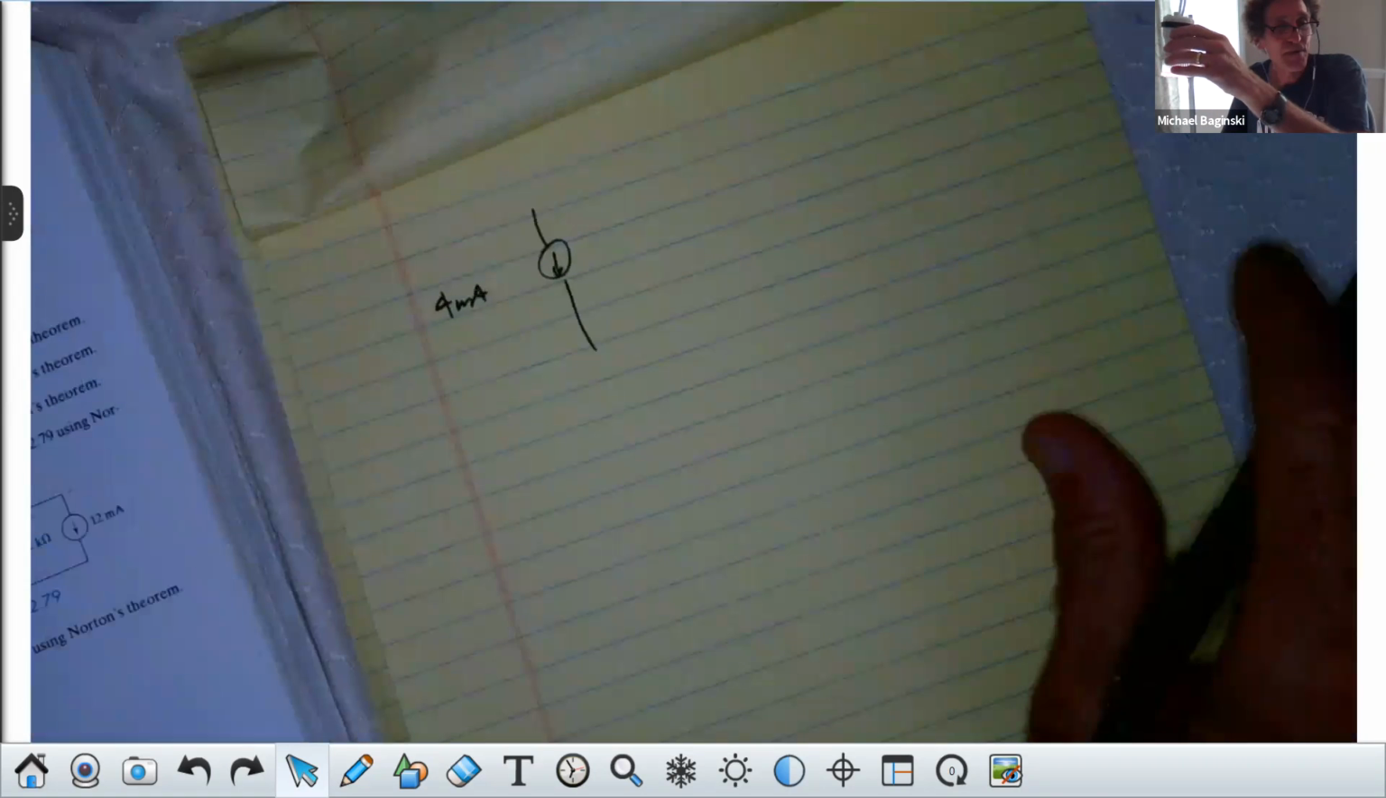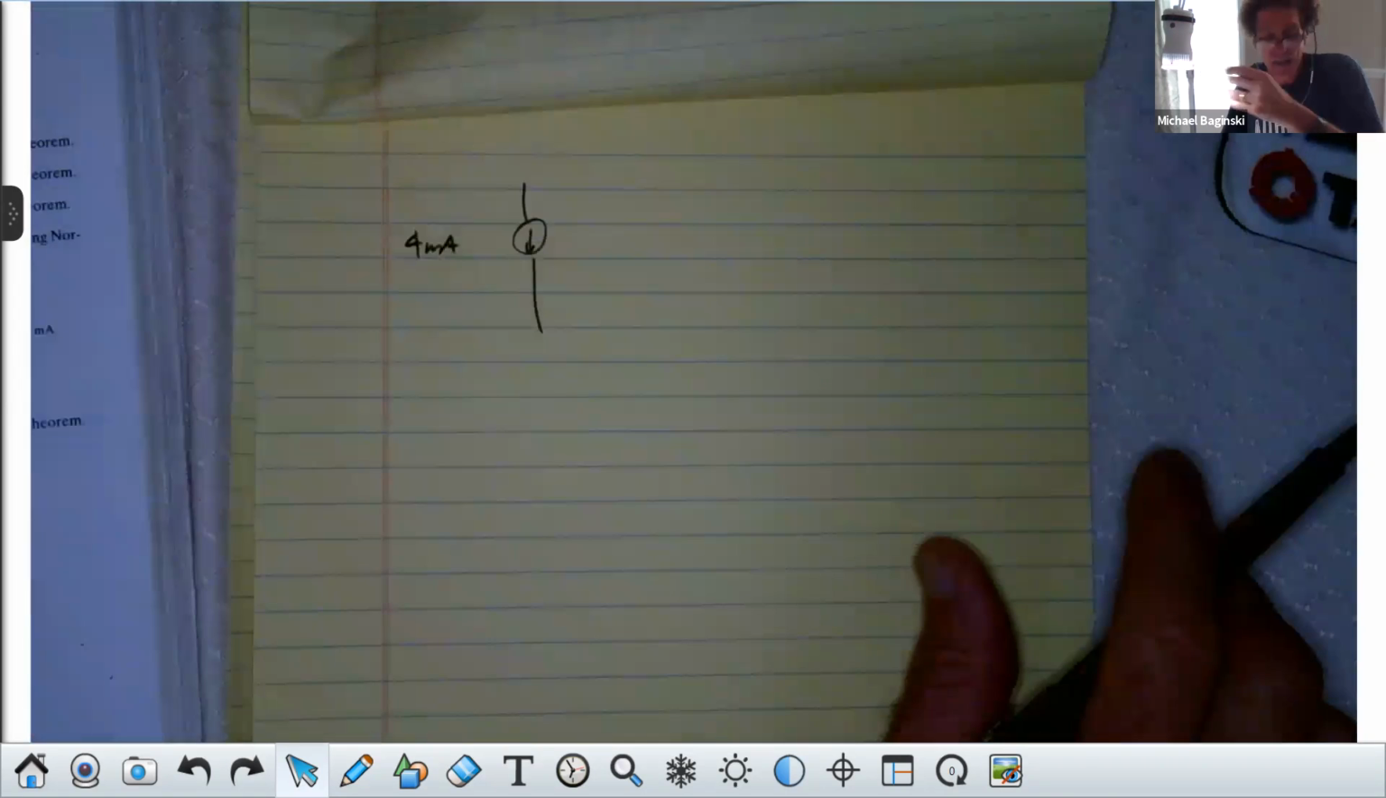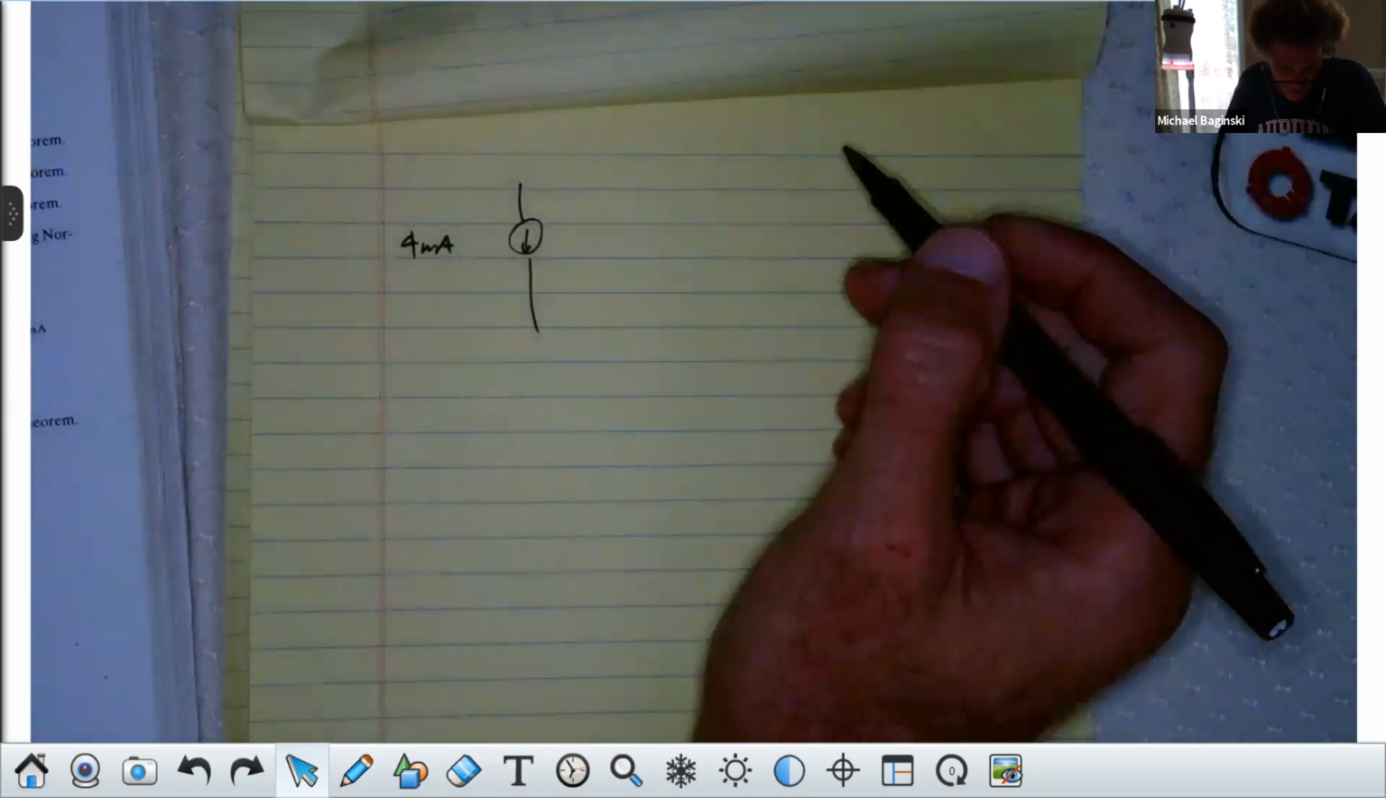Need to move the paper up. Yeah. 4 milliamps.